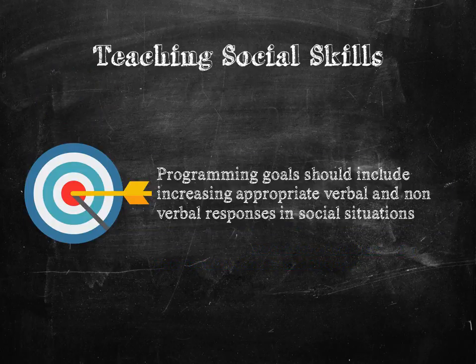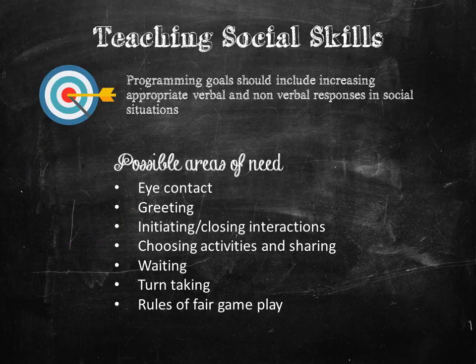Teaching social skills. Programming goals for teaching social skills should include increasing appropriate verbal and nonverbal responses in social situations. Some possible areas of need in teaching social skills include, but are not limited to, the use of eye contact, greeting people, initiating or closing interactions, choosing activities and sharing, waiting, turn taking, and the rules of fair gameplay.